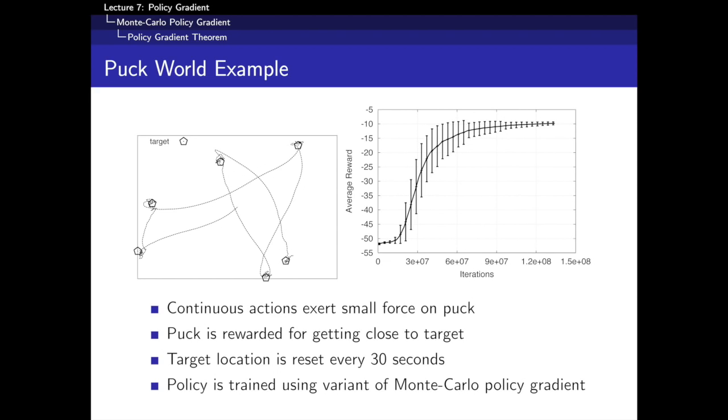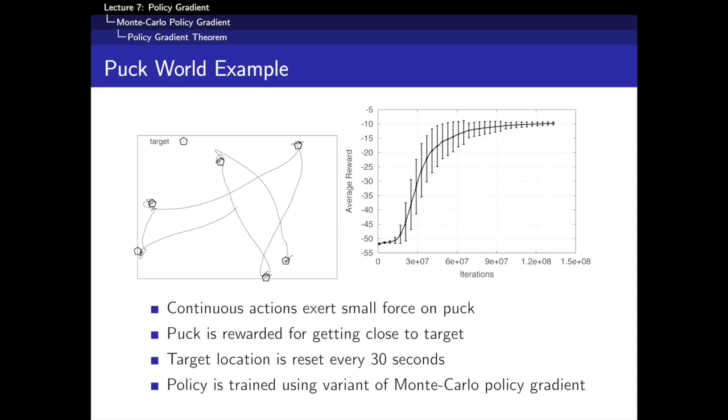It gets a reward when it gets close to the target, and it's reset every 30 seconds, and then you just go. You run trajectories, and you use this Monte Carlo policy gradient, and you update in the direction of those returns. So you measure your return, you go back over it, and you adjust your policy a little bit in the direction that gets you more of those returns, and then you see how this works.